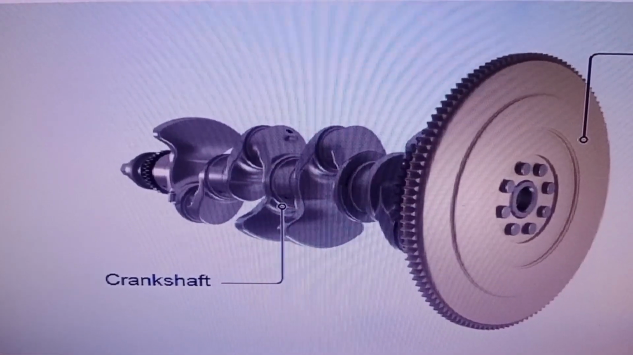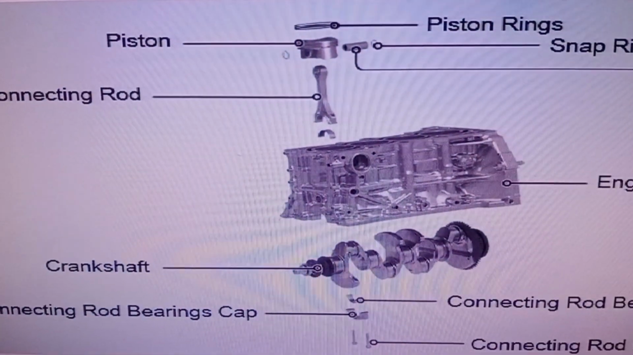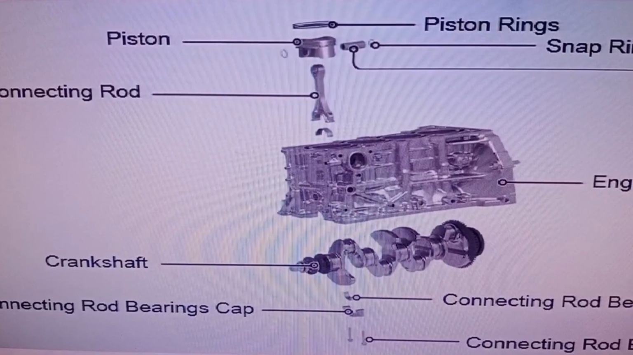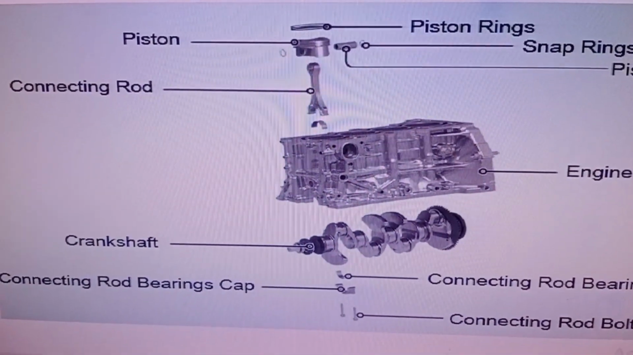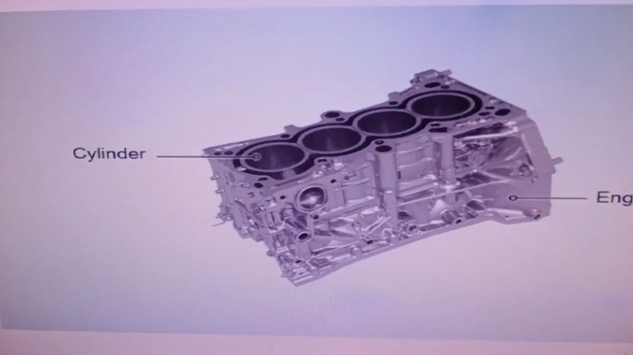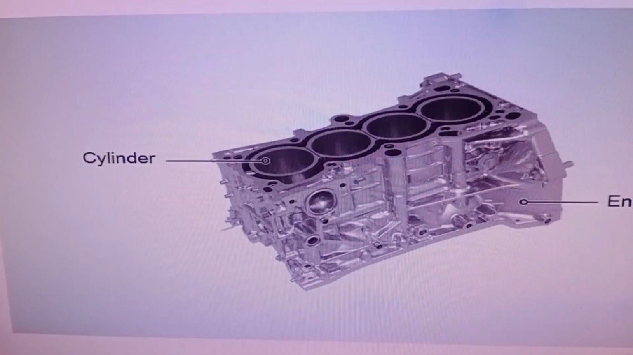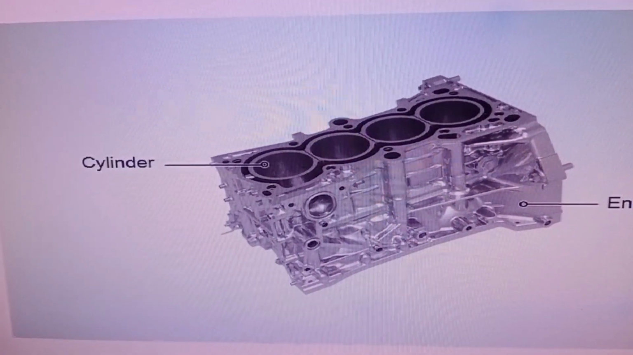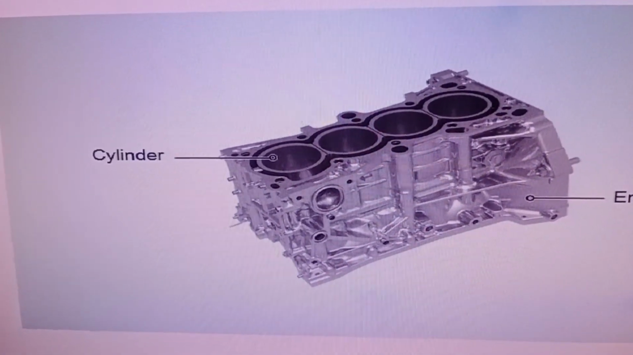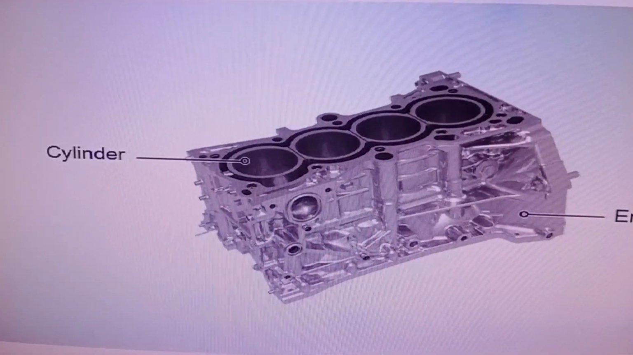To help explain the operation of the four-stroke engine cycle, let's first explore how an engine is assembled. We will begin with a block and cylinder. The engine block is the foundation of the engine, and the cylinder forms the walls of the combustion chamber.